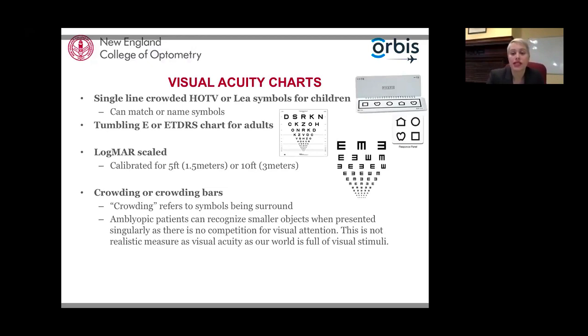You can also notice that those two charts are logMAR scaled, and the chart up the top where the Lea symbols are being shown is calibrated for 5 or 10 feet. So you want to be able to move that chart back and forth just to get an idea of what the visual acuity is. If they can't see anything on the chart, you can move closer and you can do the calculation to work out what that visual acuity is.